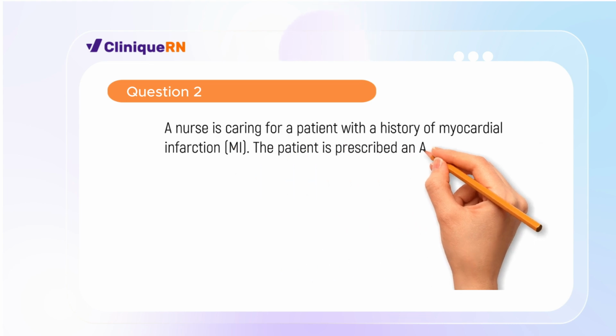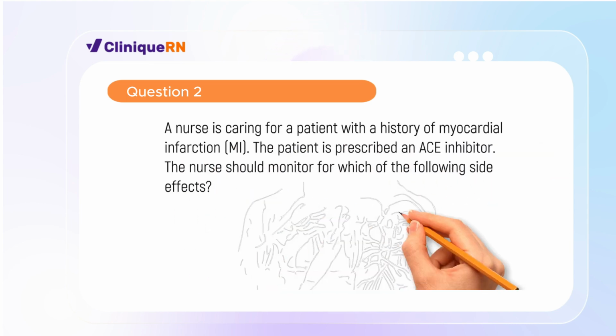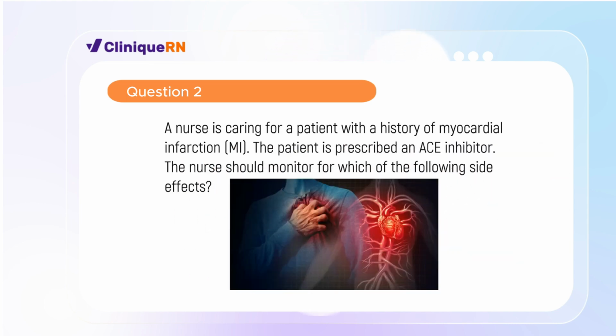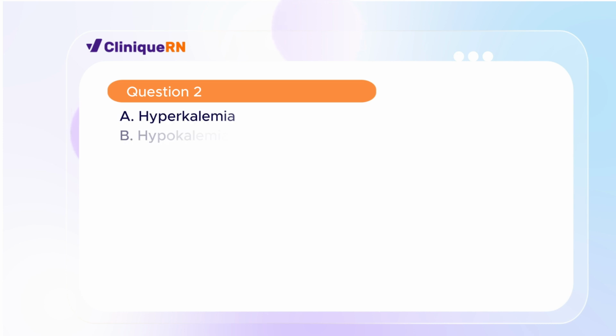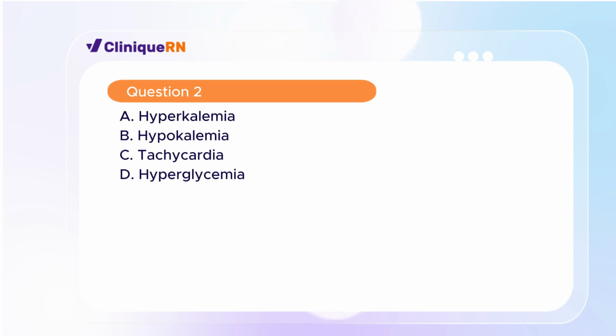Question 2. A nurse is caring for a patient with a history of myocardial infarction, MI. The patient is prescribed an ACE inhibitor. The nurse should monitor for which of the following side effects? A. Hyperkalemia. B. Hypokalemia. C. Tachycardia. D. Hyperglycemia.